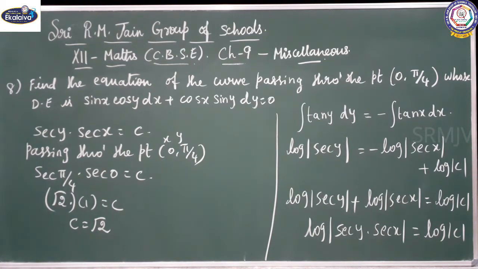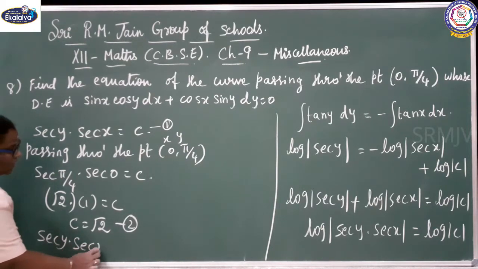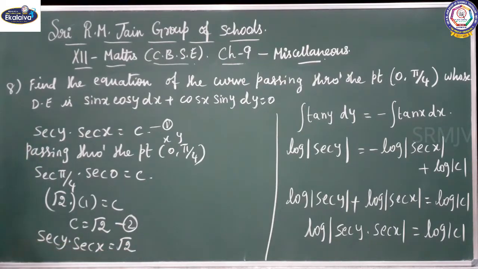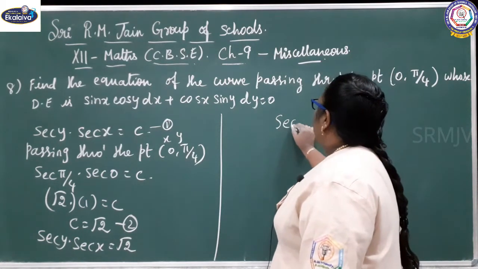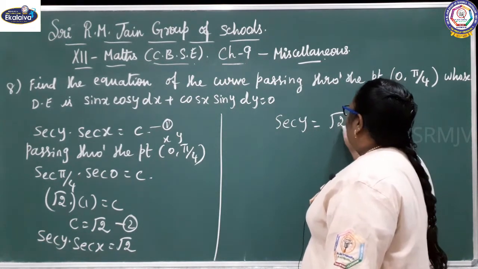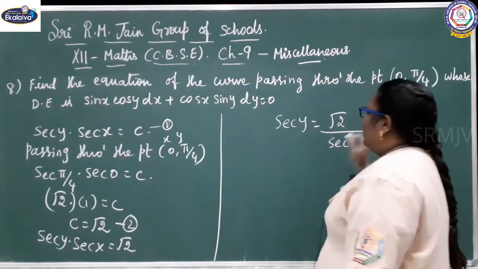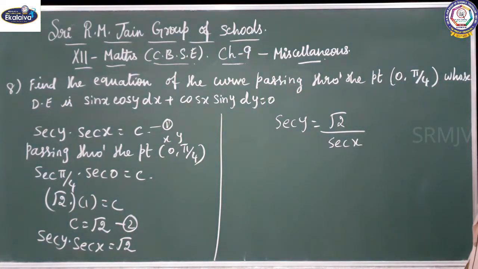So you can substitute in the general equation. What is the general equation? Secant y into secant x equal to c, and substitute that c value, root 2, in it. Secant y into secant x equal to root 2. See here, secant y equal to root 2 by secant x.